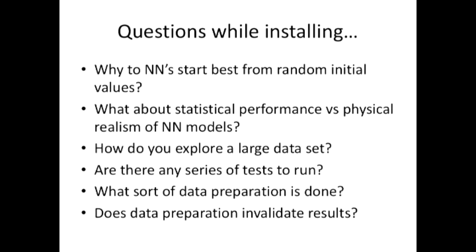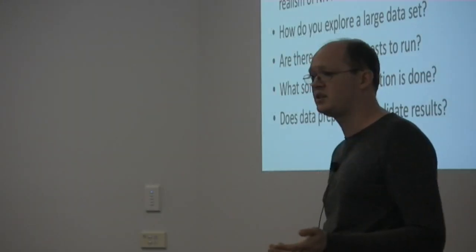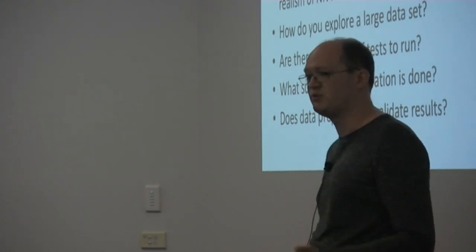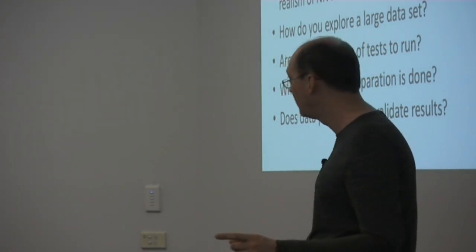So one of the things about a neural network is that they function better when you give them some kind of random initial state rather than either a zero state, a one state, or a uniform state. And the question is why? And the answer I've basically arrived at is nobody really knows, but it's true.